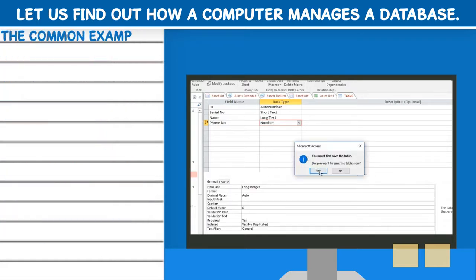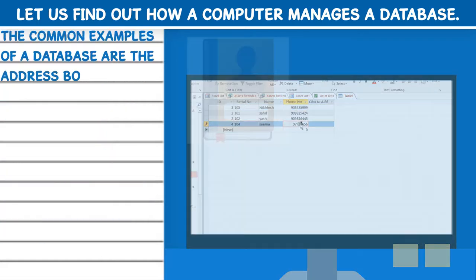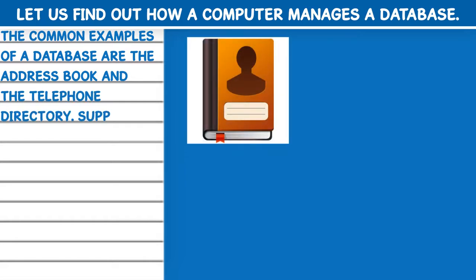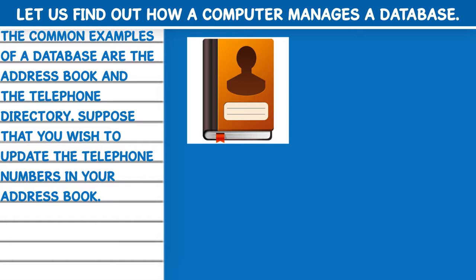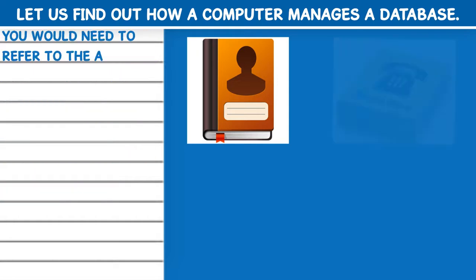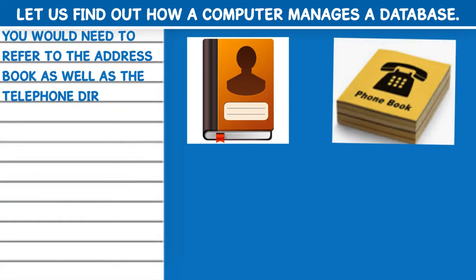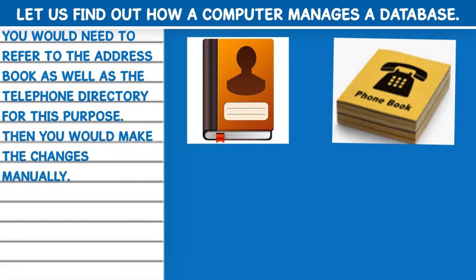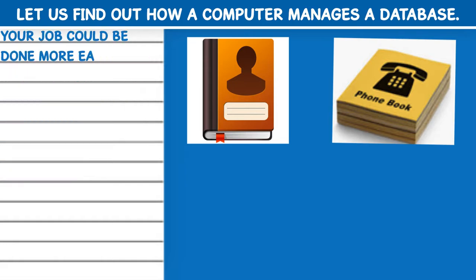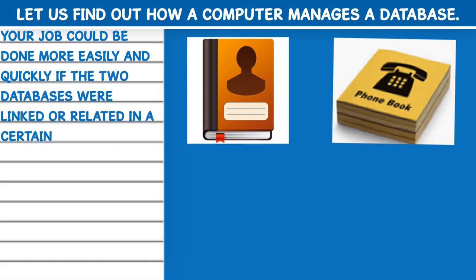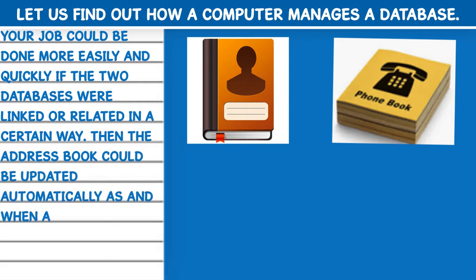The common examples of a database are the address book and the telephone directory. Suppose that you wish to update the telephone numbers in your address book. You would need to refer to the address book as well as the telephone directory for this purpose. Then you would make the changes manually. Your job could be done more easily and quickly if the two databases were linked or related in a certain way. Then the address book could be updated automatically as and when any change is made in the telephone directory.